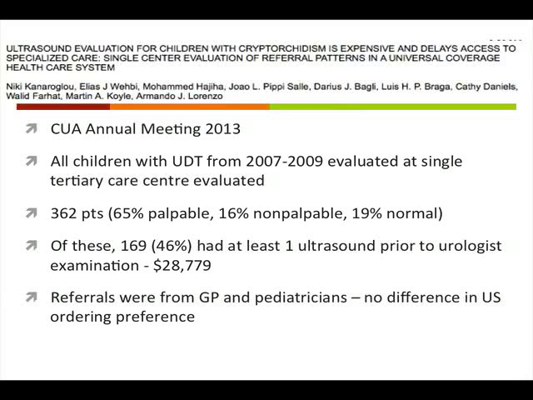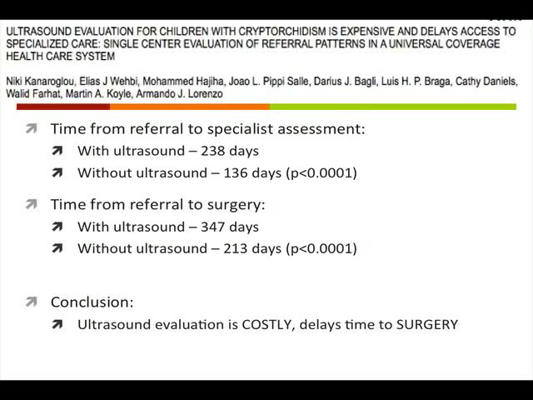So this other group looked at also unilateral cryptorchid testes, and basically looked at 360 patients, and of those about 50% of them had an ultrasound before they saw the pediatric urologist, and this actually led to a cost estimation of about $30,000 in terms of the referrals from physicians that were GPs or pediatricians to the urologist. There was no difference in terms of ultrasound ordering preference.